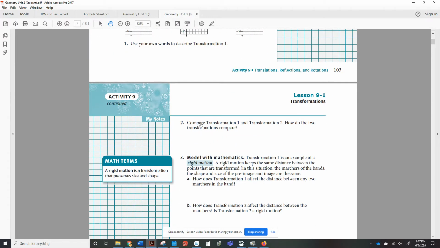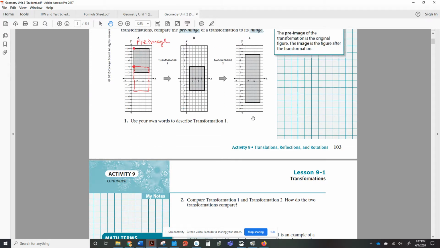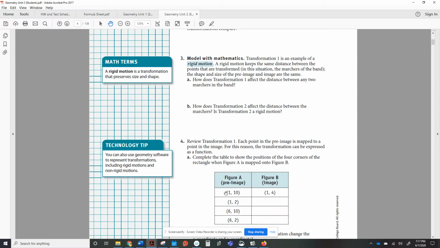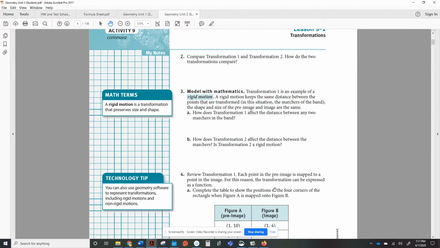So it says here, compare transformation one. How do the transformations compare? They both moved, but this one changed size, this one didn't. Rigid motion means it didn't change size. Transformation number two was not rigid motion. Here we are going from the pre-image, the coordinates, to the coordinates of the new one.